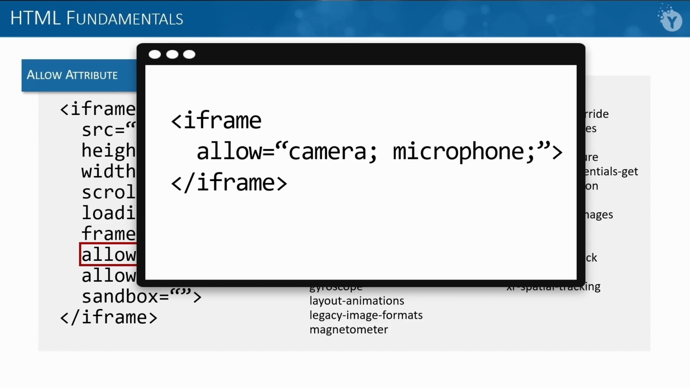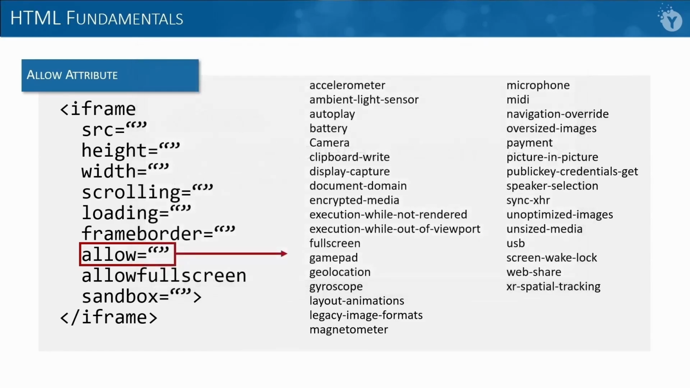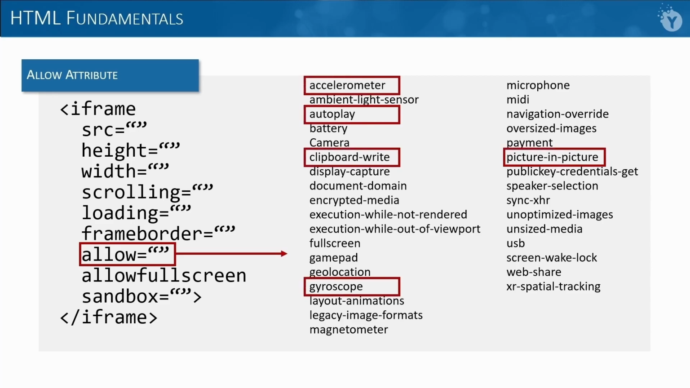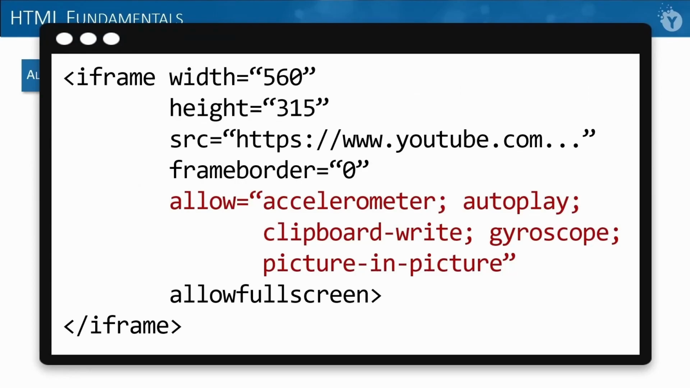For example, in an earlier lecture we looked at embedding a YouTube video. I mentioned that we needed to allow access to the accelerometer, autoplay, clipboard write, gyroscope and picture-in-picture. These are required in order for YouTube to react to user interaction and provide a better user experience. However, in that particular case, YouTube created the code for us and told us what to include in this attribute. When we created some code in that lecture, it looked something like this. Note the allow attribute and its list of values displayed here in red.